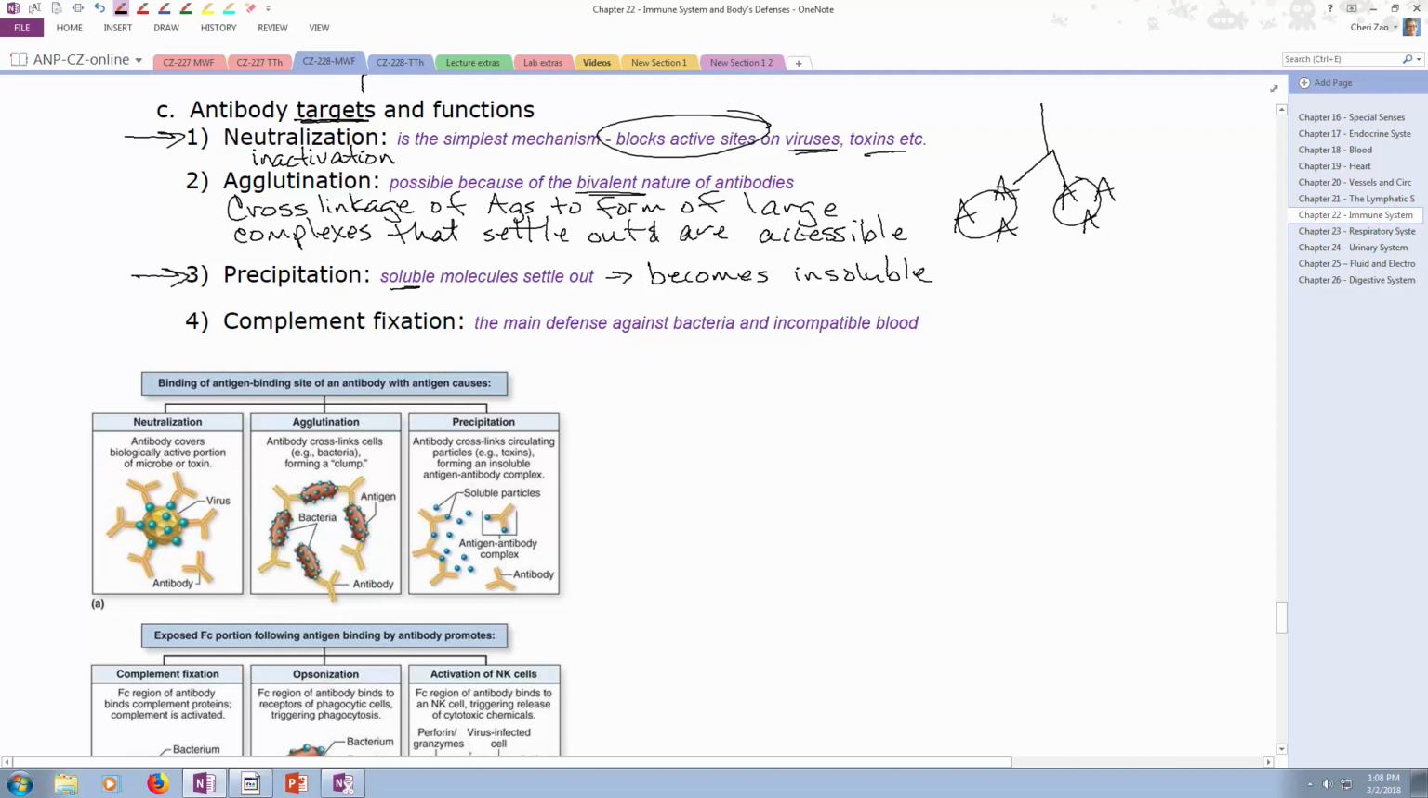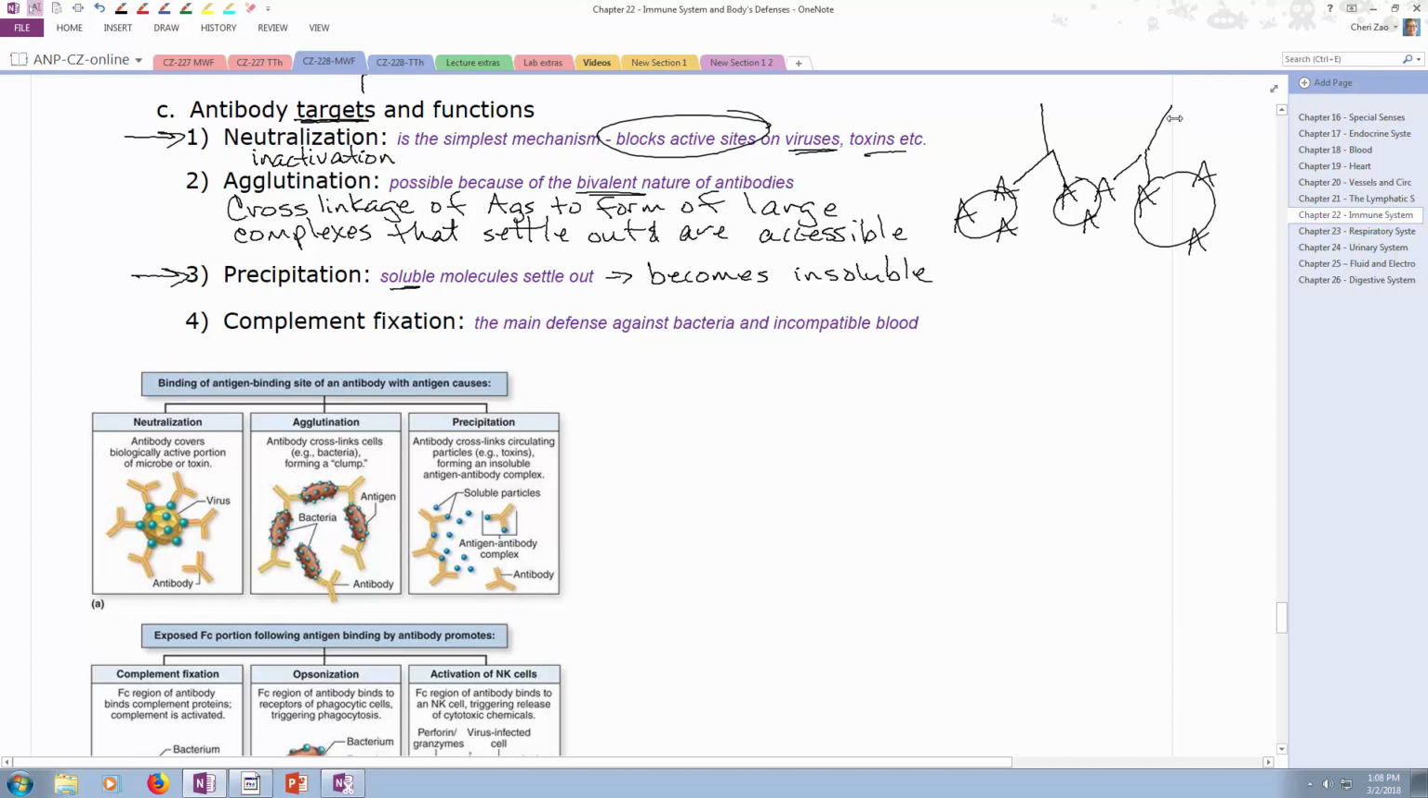We can then cross-link and make these really large complexes that are very heavy and precipitate out, and that's what gives you the actual visible agglutination reactions that you see if you're just doing some very basic blood typing in a lab situation.